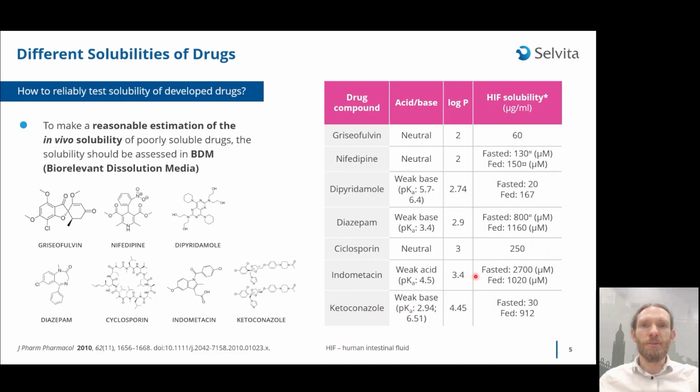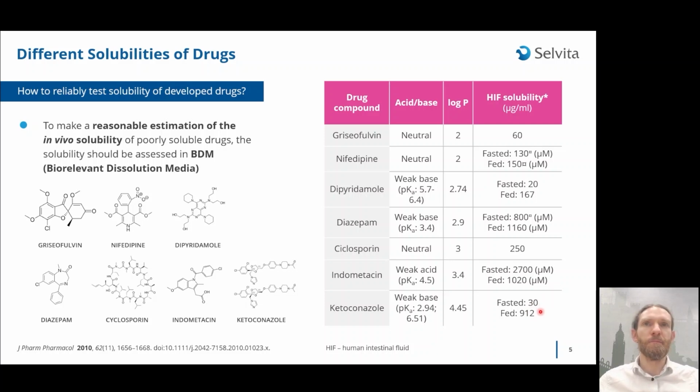Indomethacin is the only weakly acidic molecule in our collection, and as you can see, it's reversed, so it shows higher solubility in the fasted state compared to the fed one. And ketoconazole is also a weakly basic molecule and shows remarkably higher solubility in the fed state as compared to the fasted one.